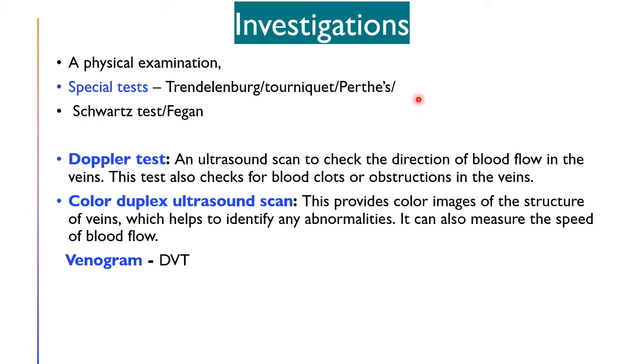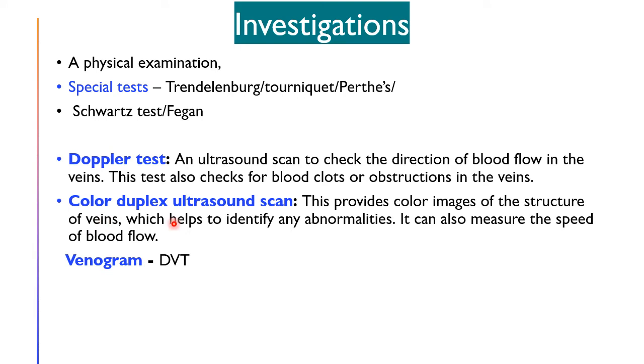Many of these tests are now becoming less and less used because we have better methods of detecting varicose veins, such as the Doppler test and the color duplex ultrasound scan. The Doppler ultrasound scan checks the direction of flow in the veins. This can also check for blood clots or obstruction in the veins.